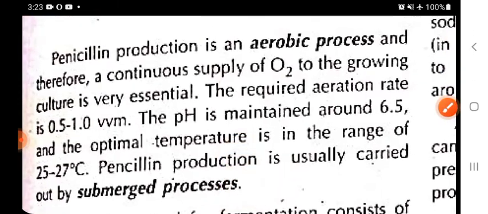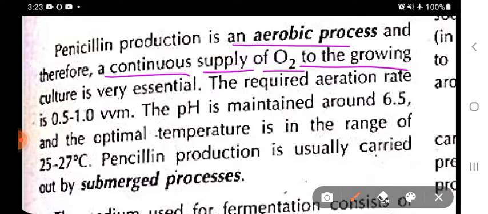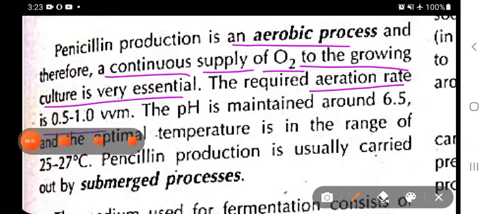So penicillin production is completely an aerobic process. So we require air for penicillin production. Well, in alcohol production, it was completely anaerobic. So there we try to avoid oxygen entering the fermenter. But here we have to go for an aerobic process. So a continuous supply of oxygen is needed for the growing culture. The aeration rate, that means at what rate oxygen should be entering, is 0.5 to 1 ppm.